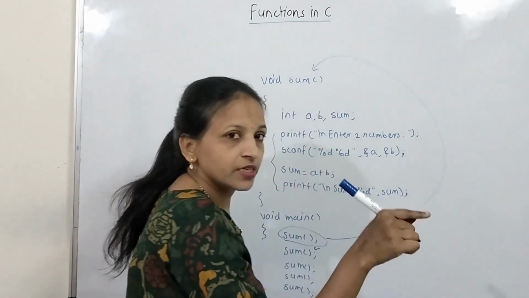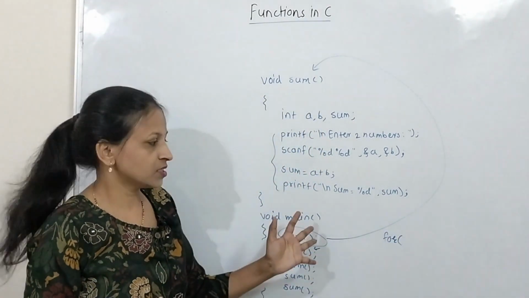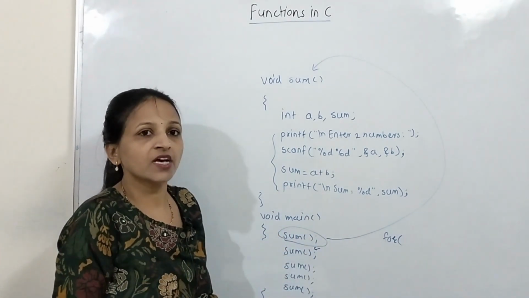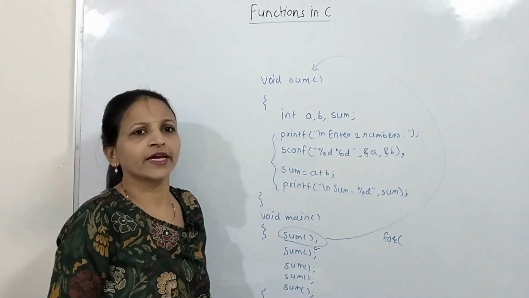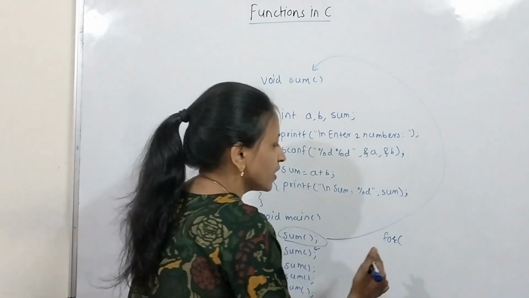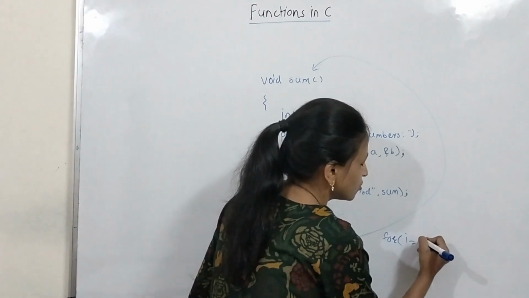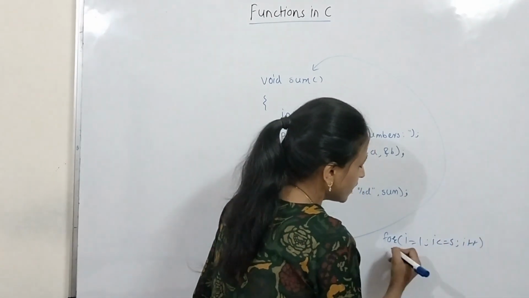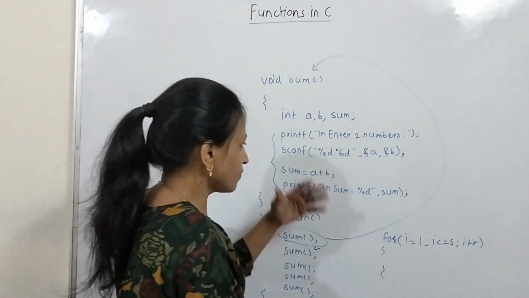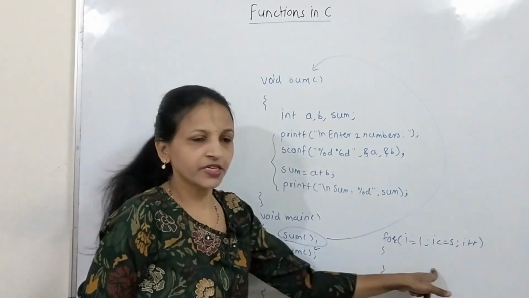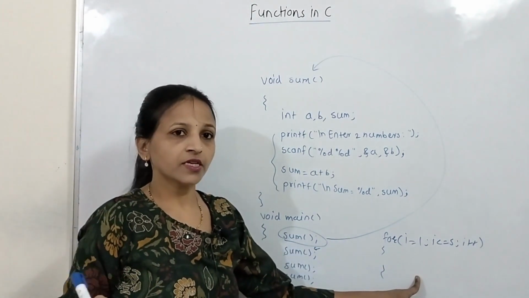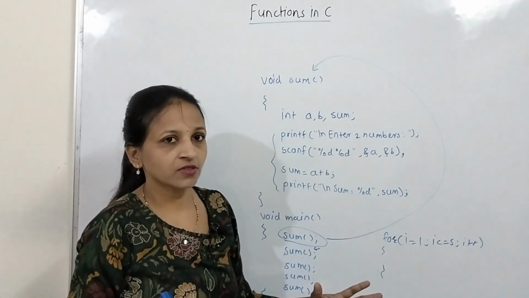We have already studied the looping concept in the C language, that is, we can use a loop to do repetitive tasks, meaning to do any task again and again. We can write for (int i = 1; i <= 5; i++), and then write whatever code is needed inside this for. Then there is no need to use the function concept.